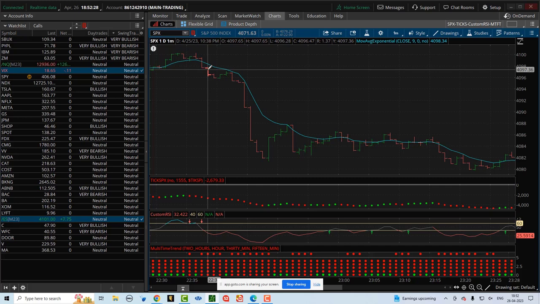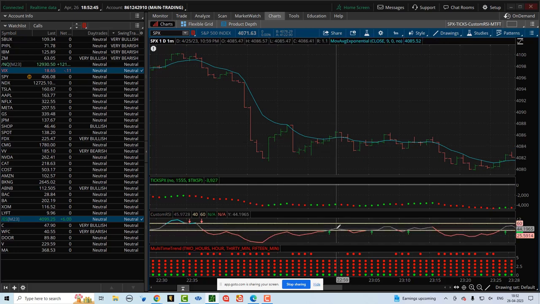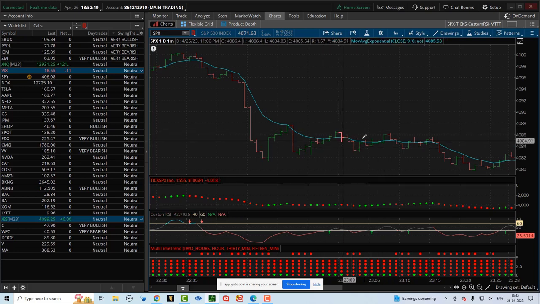The MTFT master level indicator is already red. So let's say you got in at the SPX at a level of 4097, if you bought a put option, let's say, and you are in this trade all the way till about here. Even here, the custom RSI just pops up, but once again goes down. And you could have exited anywhere here.